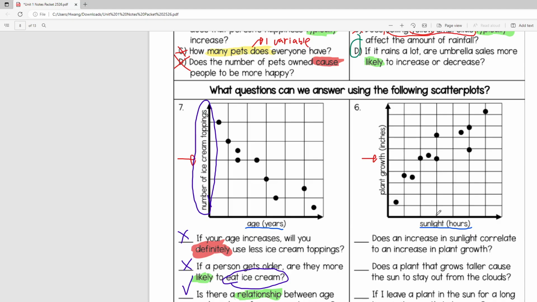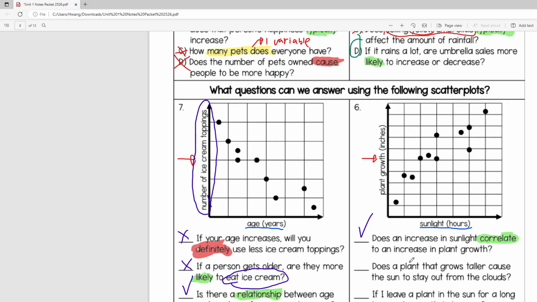Here, my independent variable is sunlight, and the dependent variable is plant growth. My first question is, does an increase in sunlight correlate to an increase in plant growth? It is correct, because it does have a good word, correlate, and the names of the variables match, the sunlight and the increase in plant growth. So this is a good example.